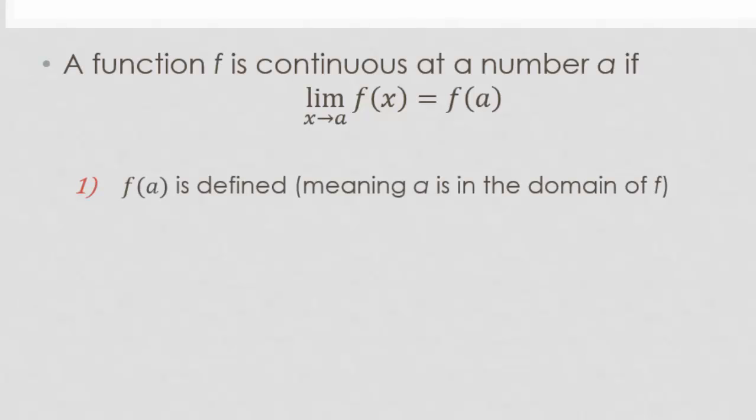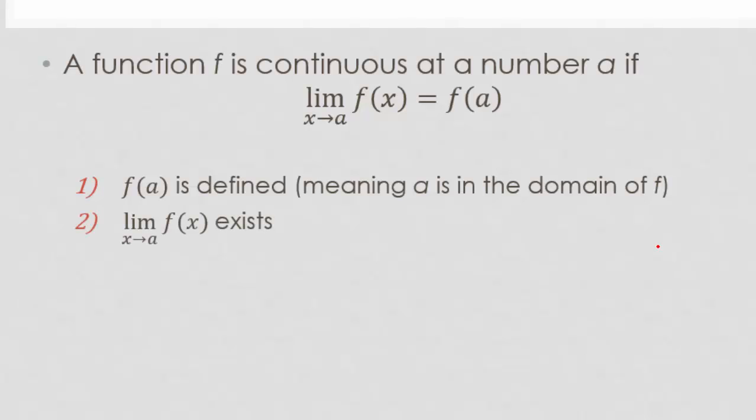The first one is that f of a is defined. If you're going to have a limit, and that limit has to be equal to f of a, that implies that f of a exists. It's defined. And what that tells us is that a is in the domain of f. So when you discuss continuity, you have a lot of talk about domain. They are very, very closely related. So in order to be continuous at a number, the number has to be in the domain of the function.